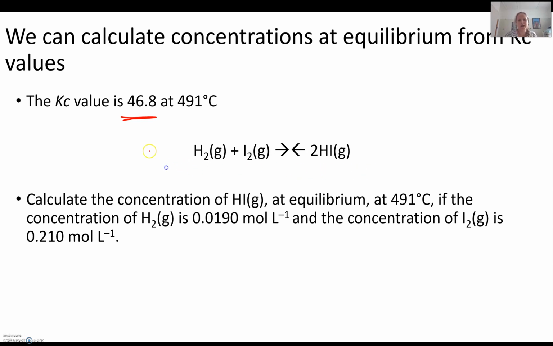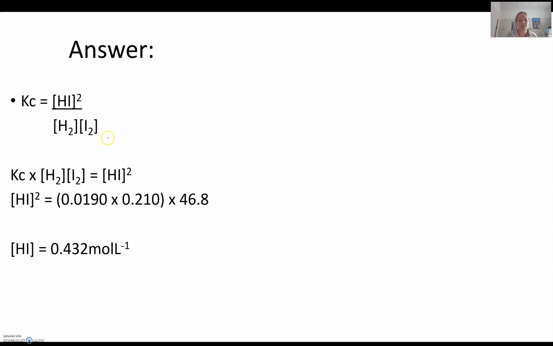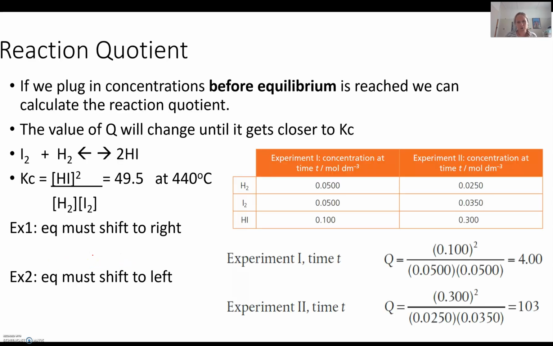So here's an equilibrium reaction, and this is using concentrations of some of the species involved and a Kc value to calculate an unknown. It says: calculate the concentration of HI at equilibrium at 491 degrees if the concentration of H2 is this and the concentration of I2 is this, and we've got a Kc. So all you do is plug it in. You do your Kc expression, products divided by reactants, and rearrange to solve for HI. So it's going to be these two times up here and then the square root, and you end up with your answer. That's quite nice and easy.